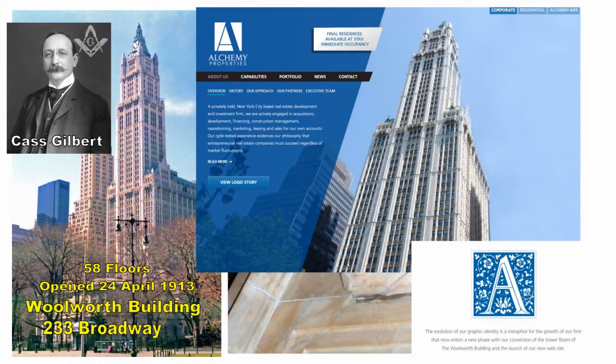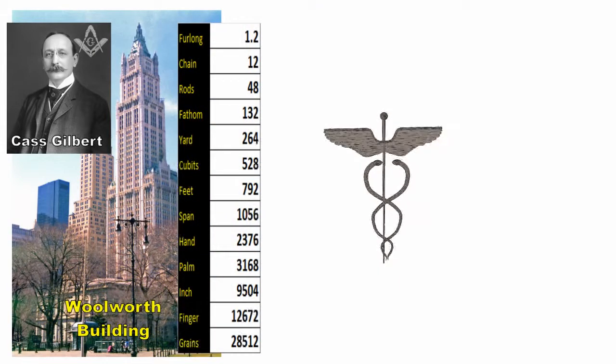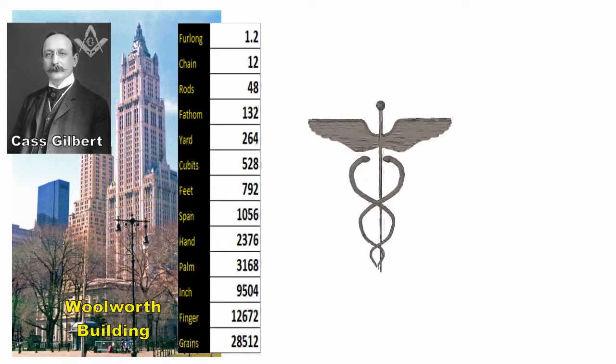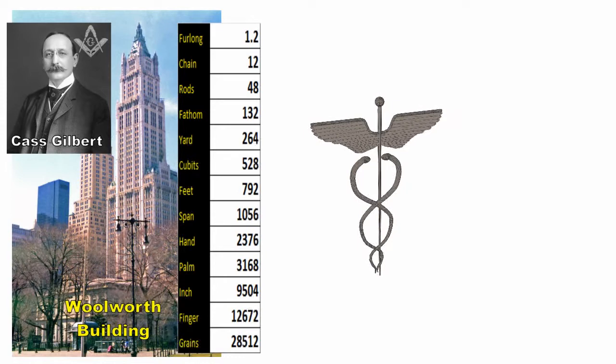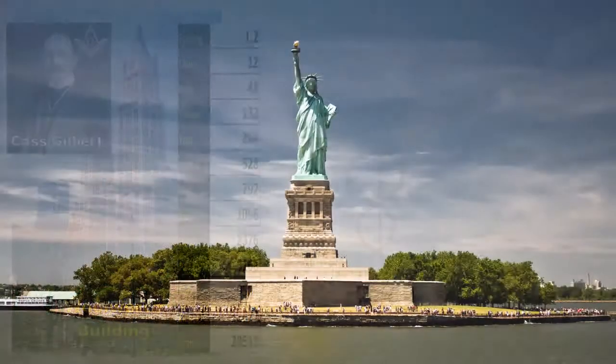Now, out of interest, the Alchemy Properties Group is the current owner of this, and we see the most recent logo and the older logo, which in itself contains subtle information there for those of you into your symbolism. So the Woolworth Building, and here we see the measures in SI, or international standard, the common foot that most of us would be familiar with.